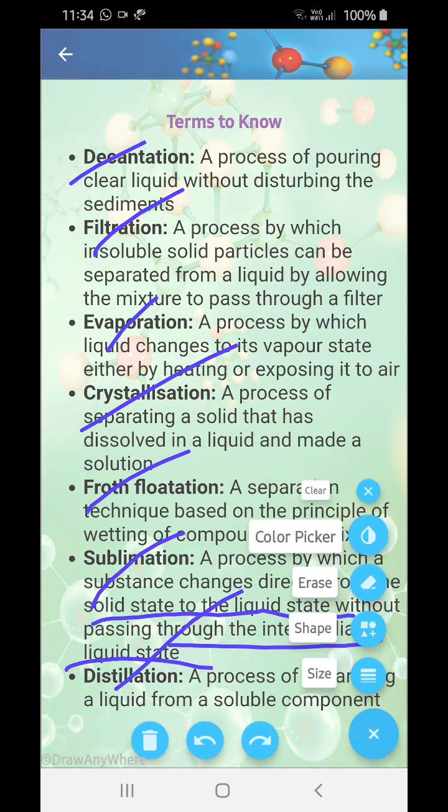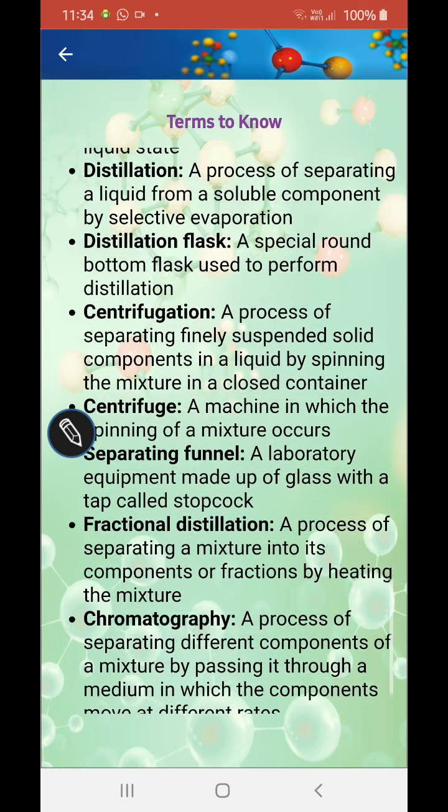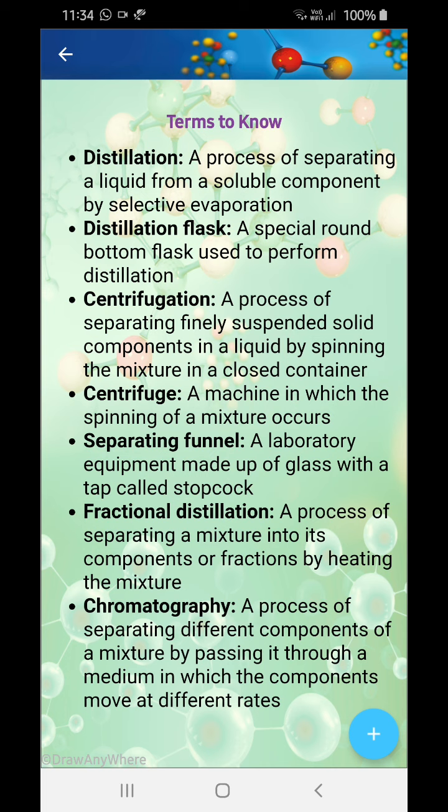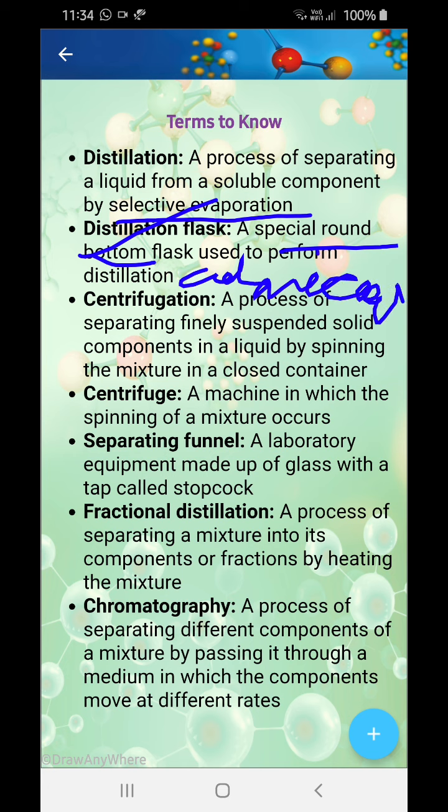Now distillation, let me show. The process of separating a liquid into its components by selective evaporation. Okay, now see, there is a solid and a liquid. You heat the liquid, it gets evaporated and then you have the condenser over there, which again cools it down into the liquid, and the solid is left behind in the round bottom flask and you get the liquid in the conical flask. Okay, distillation flask, a special round bottom flask used to perform distillation. Okay, you have another flask also over here but that's separate, used for collecting the water and so on, the liquid part. That's a conical flask.